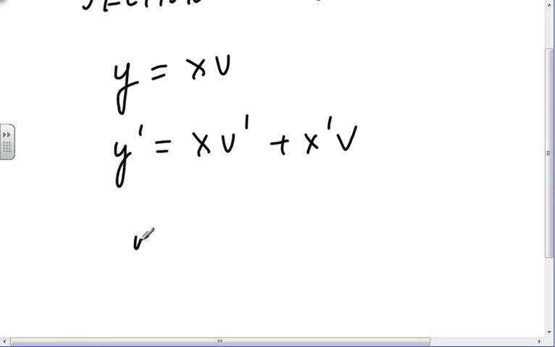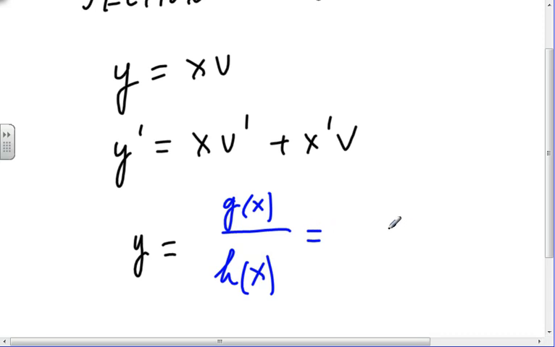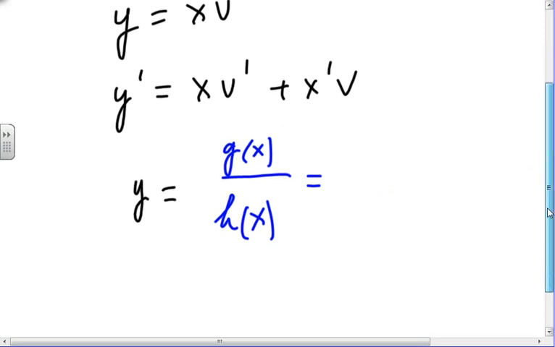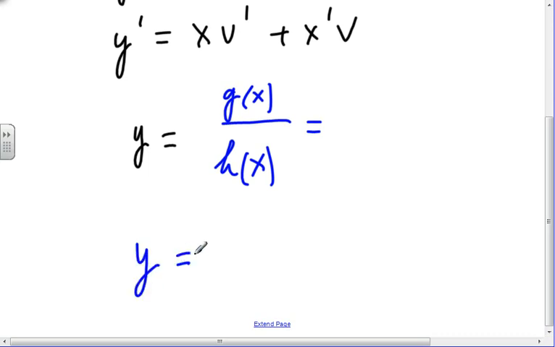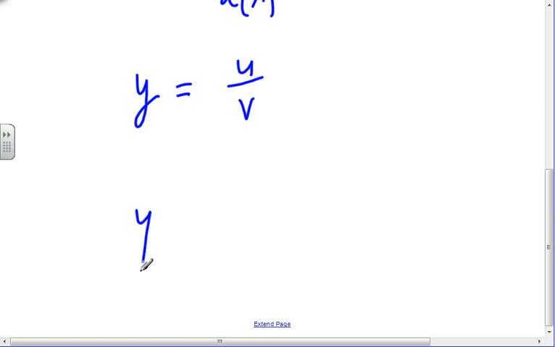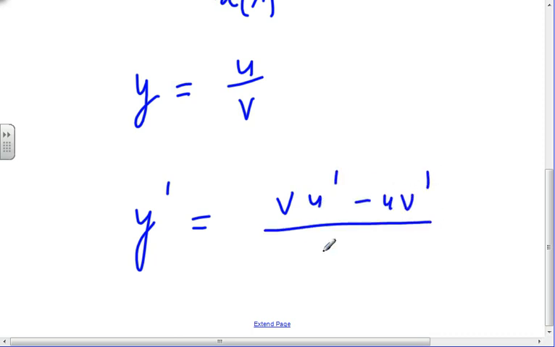Now, the other rule we have is if you have y is equal to some function on the top divided by some function on the bottom, then that's the quotient rule. Okay, so y is equal to u over v. Yeah, that's better. y prime is going to be v u prime minus u v prime, divided by v squared.